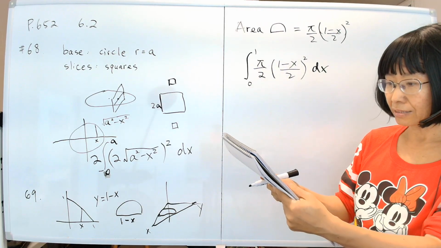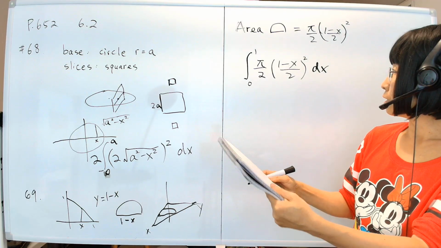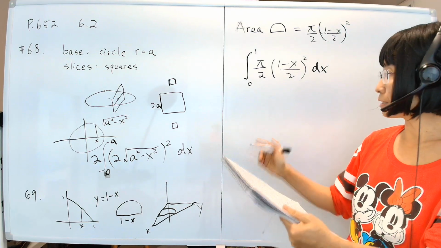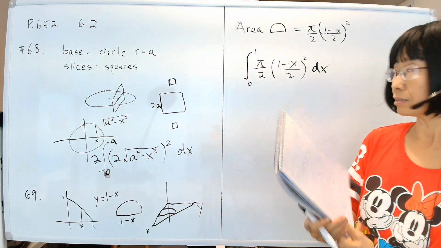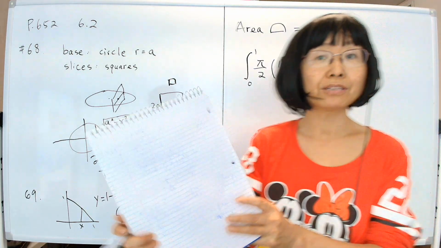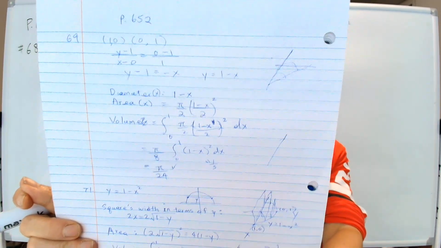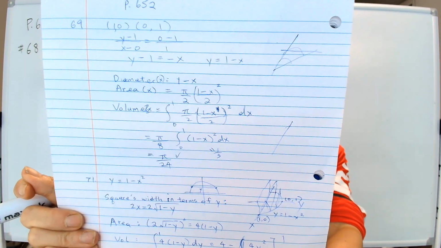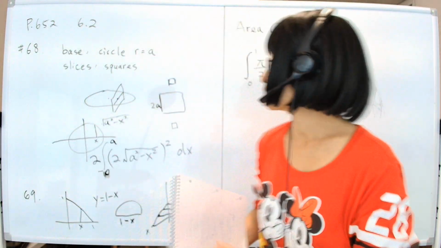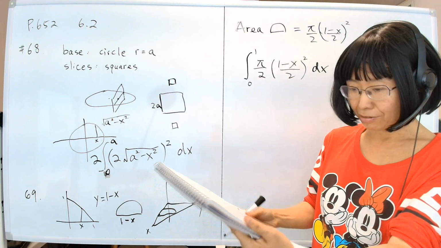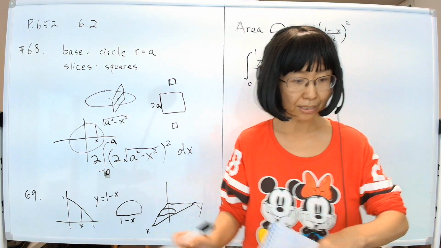Having said that, at this point we will clean it up and come up with an answer, which I got as pi over 24, which turns out to be the right answer, the same as the back of the book. So I'll show you the rest of my steps there, and then you can consult it. But that is how we're going to do problem 69. Next, let's look at 71.